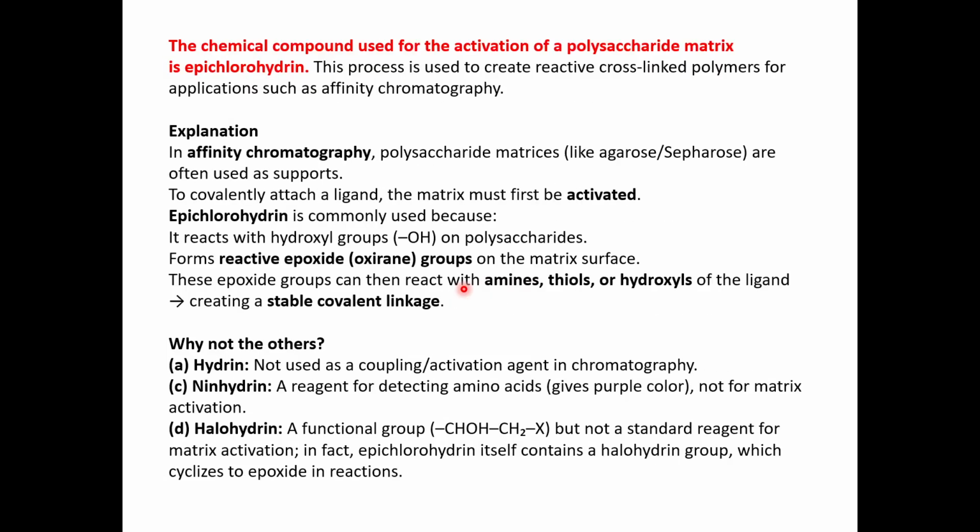Then next, the chemical compound used for activation of polysaccharide matrix is epichlorohydrin. This process is used to create reactive cross-linked polymers for applications such as affinity chromatography. We have polysaccharide matrices like agarose beads, which are often used as supports. To covalently attach a ligand, the matrix must first be activated. Epichlorohydrin is commonly used for this.